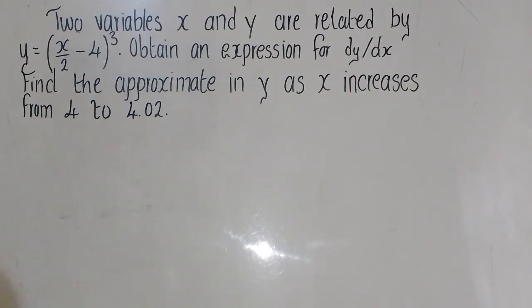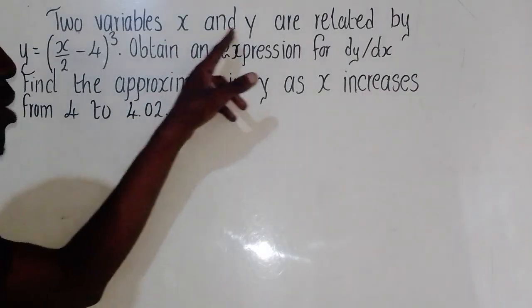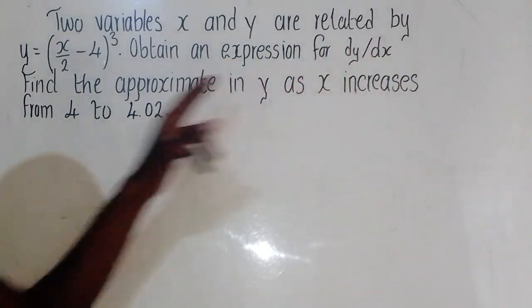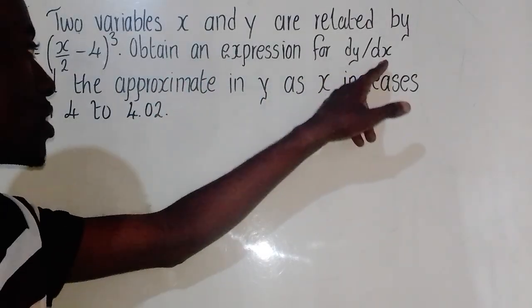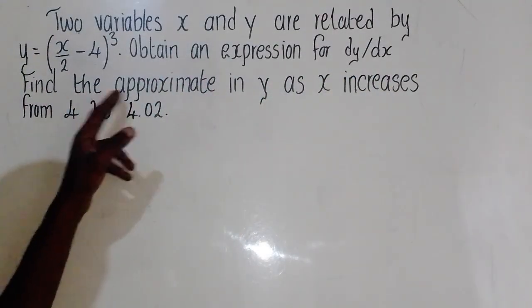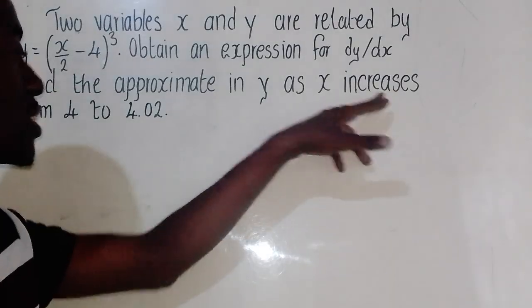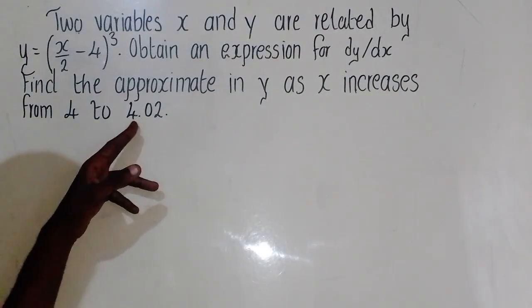Okay, so we have a mathematics question that says two variables x and y are related by y equal to this one. Obtain an expression for dy over dx. Find the approximate change in y as x increases from 4 to 4.02.